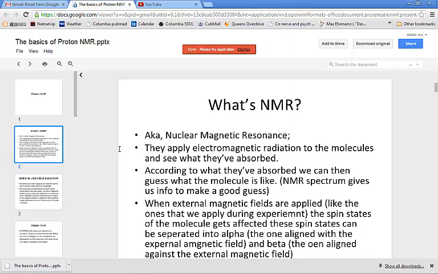When the spin state of the nuclei aligns with the external magnetic field, we call it alpha. And when the natural spin state of the nucleus is against the external magnetic field, we call it beta. I don't really understand anything other than what I just said about alpha and beta. If you want to learn more about it, you're on your own, or you'll have to look up more information.